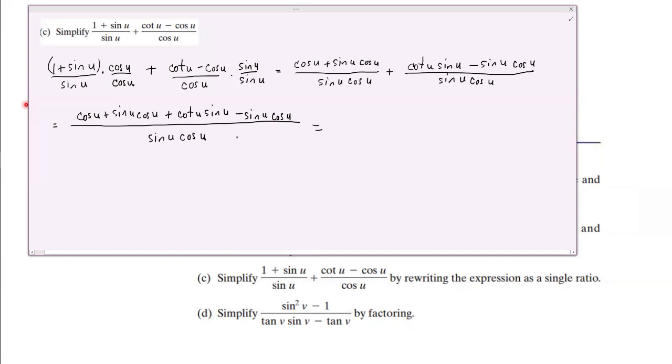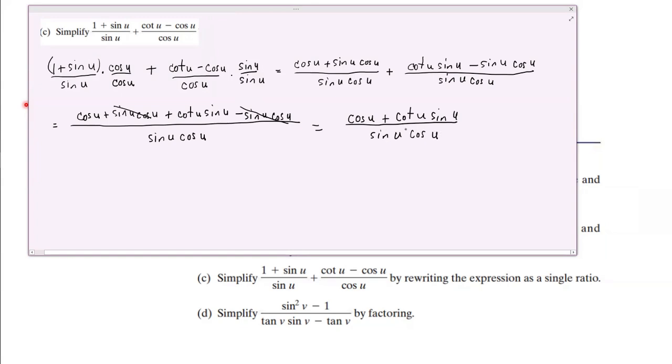Okay, so the payoff here is going to be that I've got a plus sine u cosine u and a minus sine u cosine u. So this term is going to be subtracted out. And I've got cosine u plus cotangent u sine u over sine u cosine u.